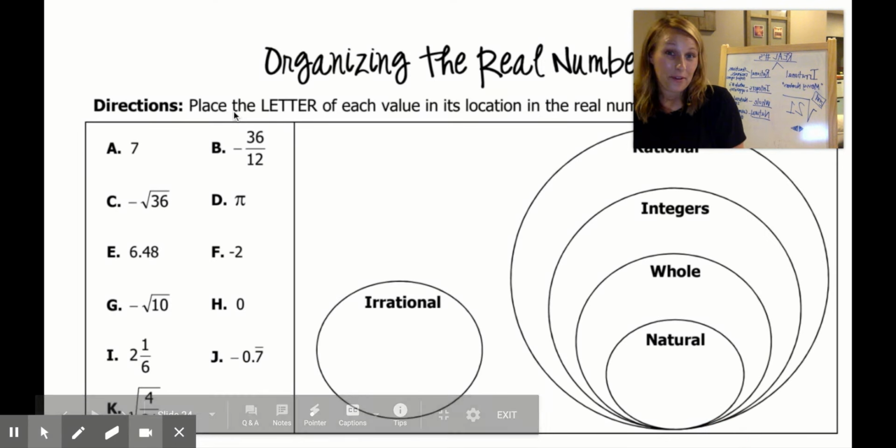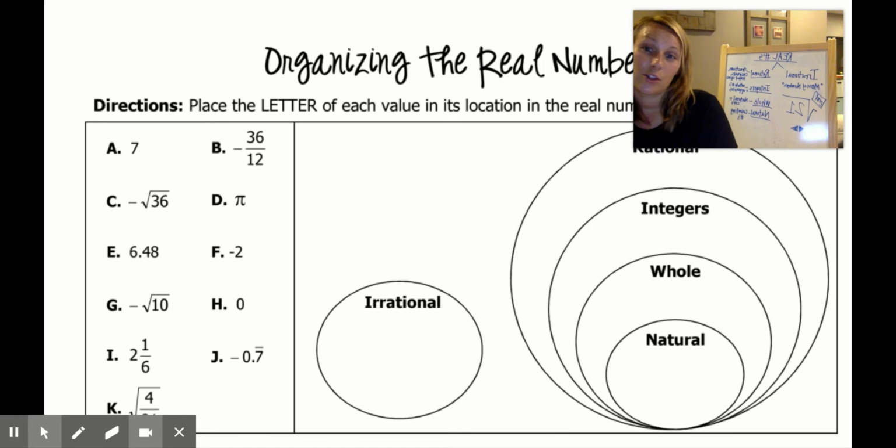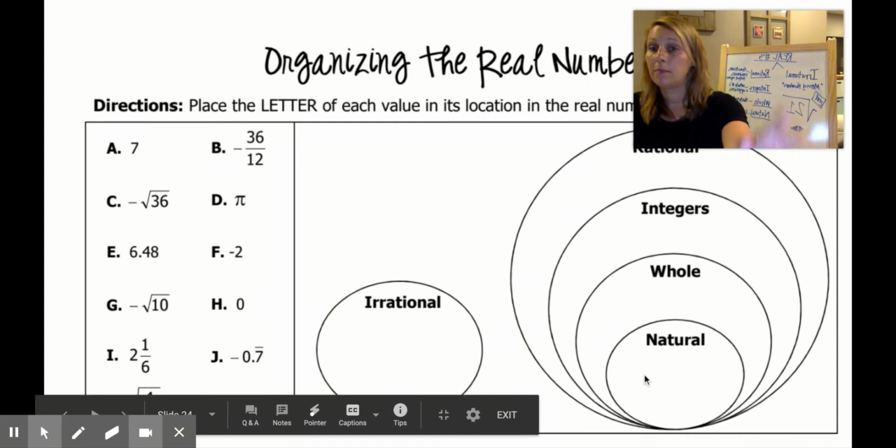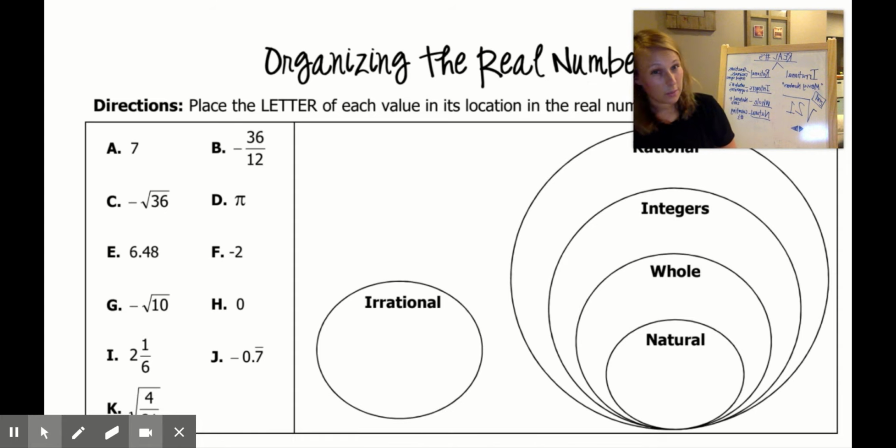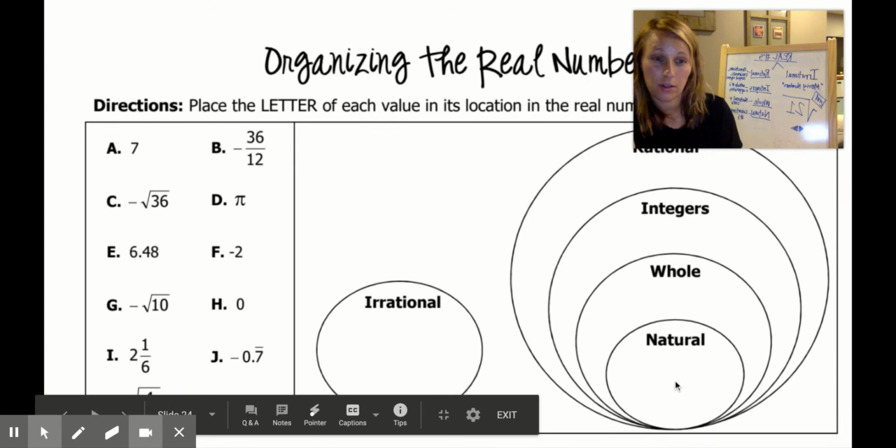Just another graphic organizer, a different way of looking at it, and the directions are a little bit different, so let me clarify. It says place the letter of each value in its location in the real number system. We're talking the most specific. So 7 is rational, and it is an integer, and it is whole, but I only want you to place it in the most specific. The most specific place that 7 falls would be in natural. So you would just put the letter A here.